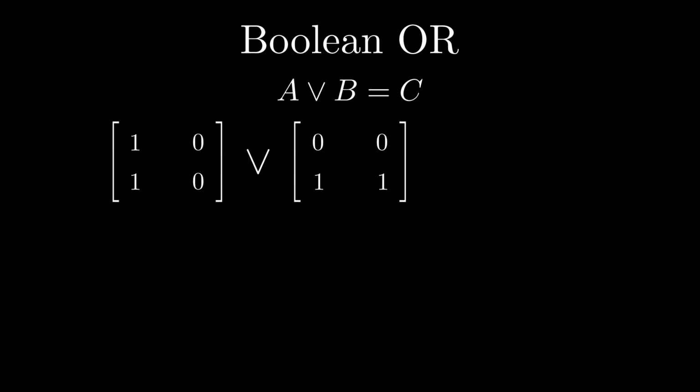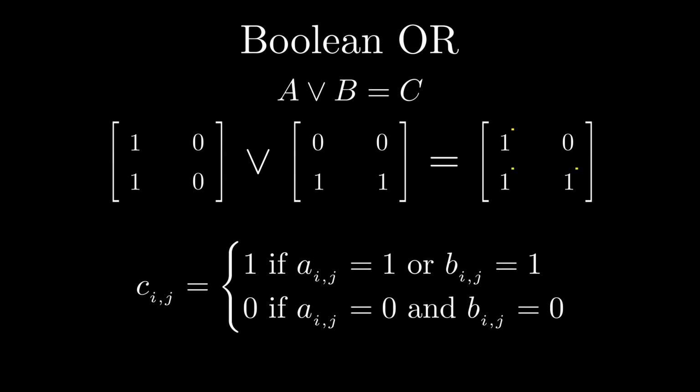A Boolean OR operation results in a join, and it works in an element-wise fashion. So, Boolean matrix A or Boolean matrix B defines Boolean matrix C, where C at ij is 1 if A at ij equals 1 or B at ij equals 1. If both A at ij and B at ij are 0, then so too is C at ij.